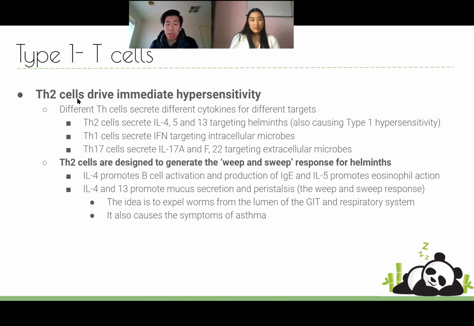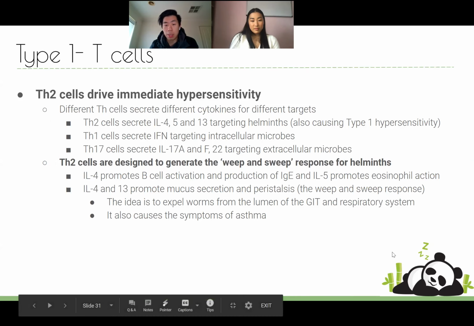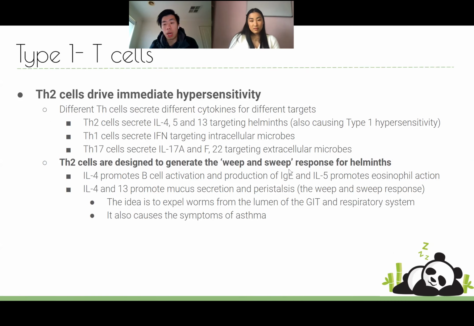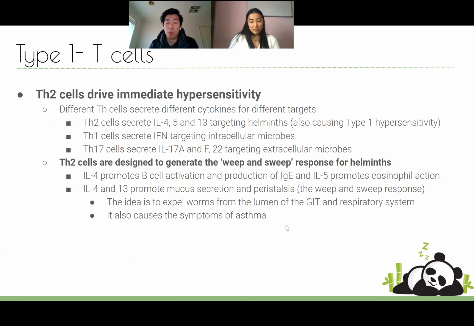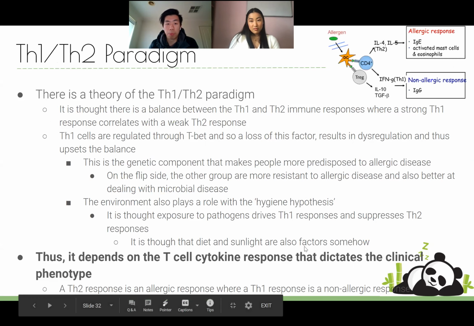So these are ways in terms of how your immune system will change itself to respond properly to things. Your normal Th2 response is designed to deal with helminths, so your parasites and things like that. It's called the weep and sweep response. So weep is the extra production of mucus, and sweep is the hypersensitivity of your smooth muscle to get rid of it out of your system. Therefore, the idea is to expel worms and things from the lumen of your GIT and respiratory system, but it also causes your asthma, things like that.